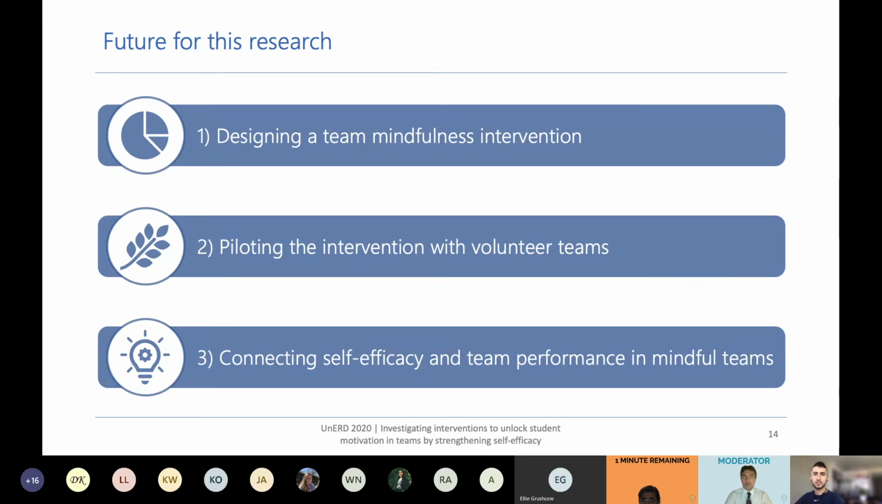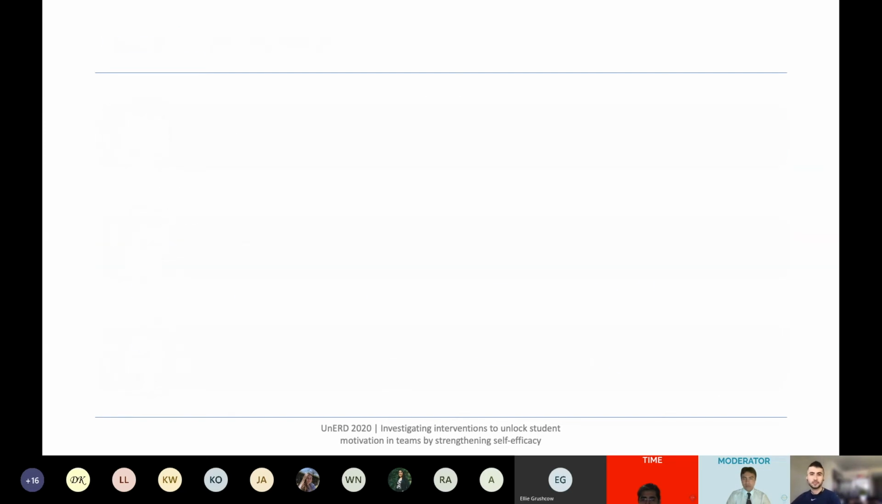In the future, it would be interesting to explore a potential intervention for engineering design with team mindfulness. To do this, an intervention must first be designed to incorporate team mindfulness into the first-year engineering design courses. Then the intervention would be piloted with a few volunteer teams. And finally, we would assess the efficacy of the teams that have incorporated team mindfulness. It would be interesting to assess team mindfulness to find a correlation between self-efficacy and performance.